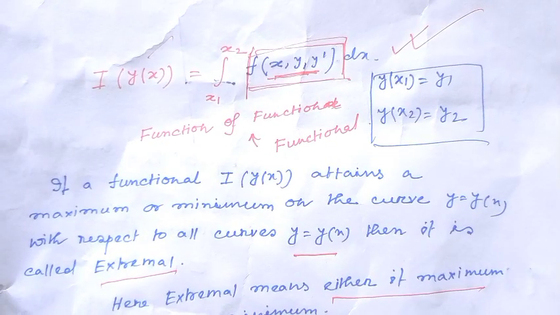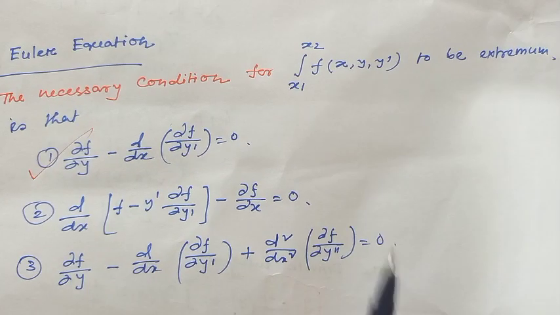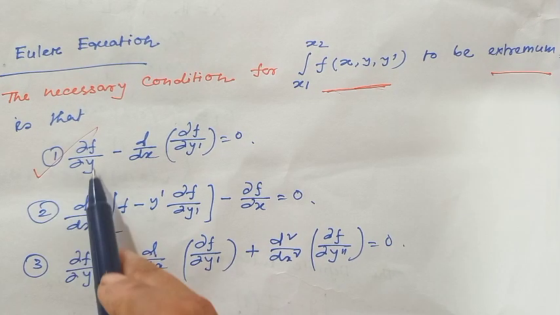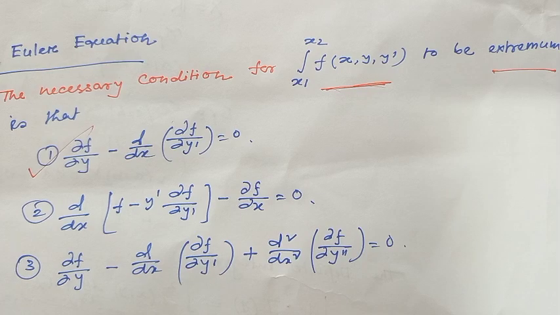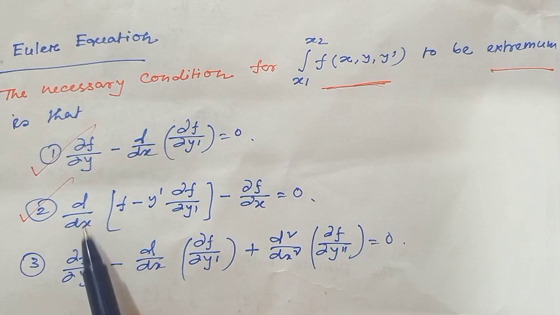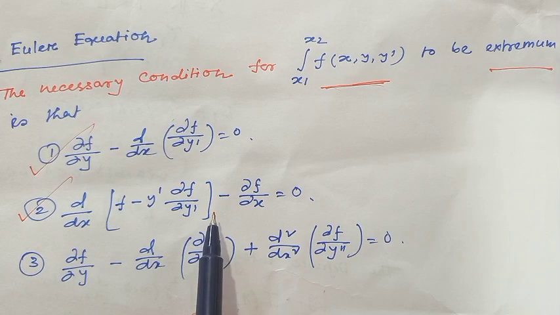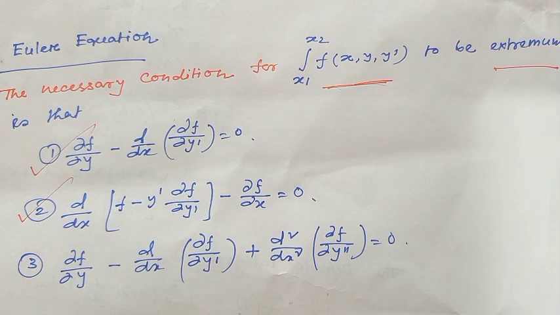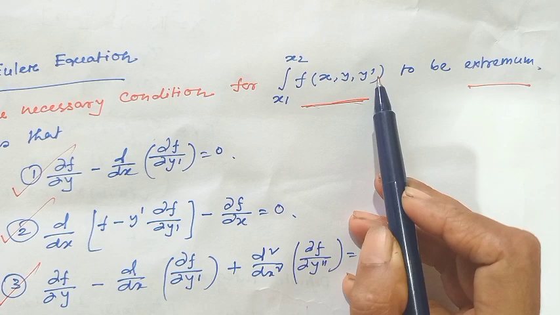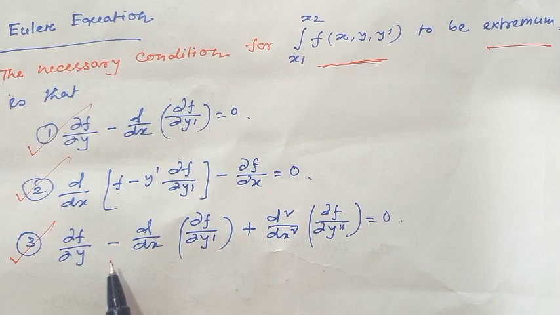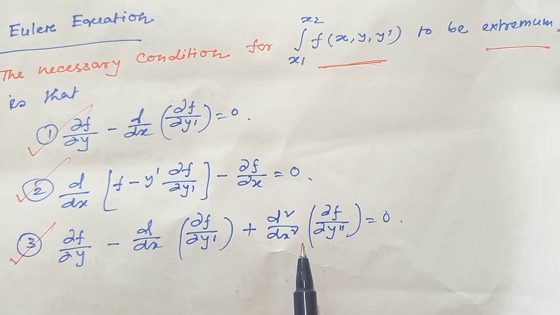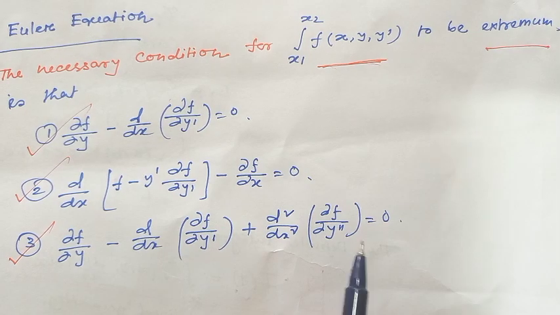to extremize the equation. The necessary condition for this integration to be extremum is that the first Euler equation is del f del y minus d dx of del f del y dash equal to 0. The second Euler equation is d dx of f minus y dash del f del y dash minus del f del x equal to 0. If the function has higher derivatives, here y double dash, then del f del y minus d dx of del f del y dash plus d2 dx2 of del f del y double dash equal to 0.